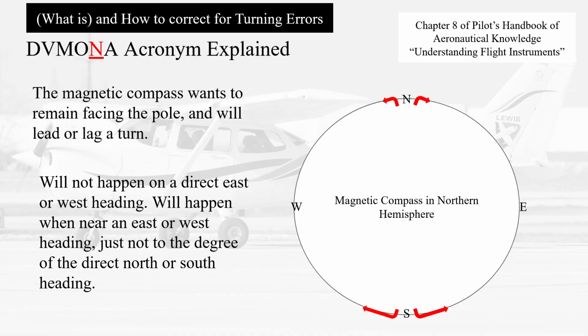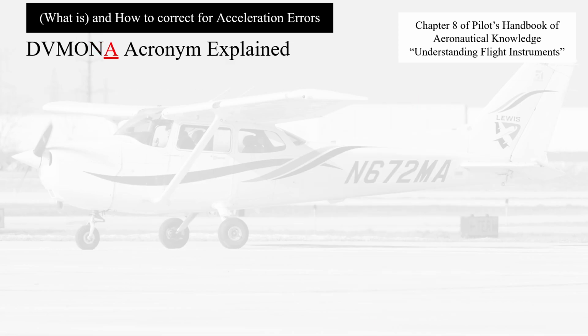This doesn't actually happen on the direct east or west heading for whatever reason, but it will happen if you're near it. Obviously, pilots aren't perfect and there's wind. But just know that on the direct north or south heading, when you turn, it might show an incorrect reading depending on which hemisphere you're in. Obviously, this is reversed in the southern hemisphere.